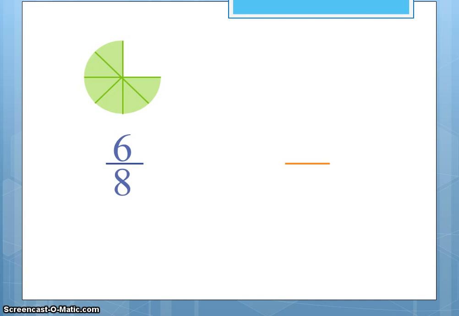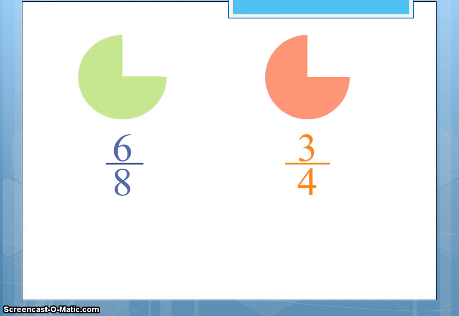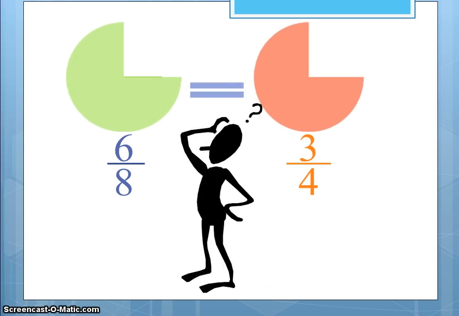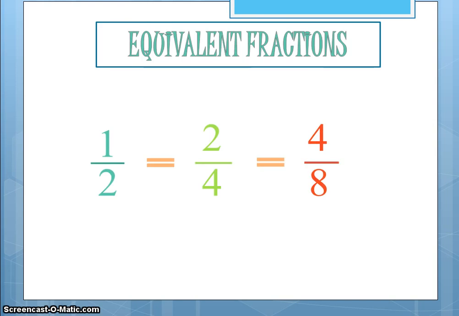Let's take a look at these examples. We see here that we have 6 out of 8 pieces of the circle, so we have 6/8 of the circle. In this example, we see that we have 3 out of 4 pieces of the circle, so we have 3/4 of the circle. But wait a minute, these circles look the same. How can they be equal when the fractions don't look the same? These are what we call equivalent fractions. Equivalent fractions have the same value even though they may look different.